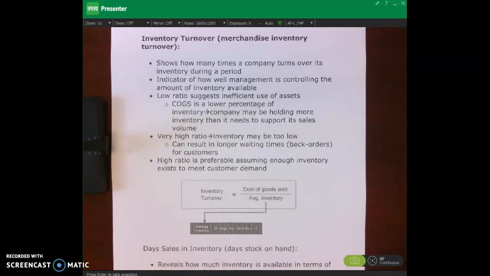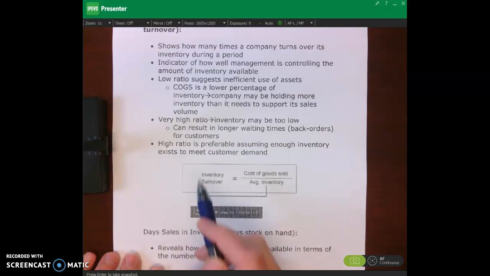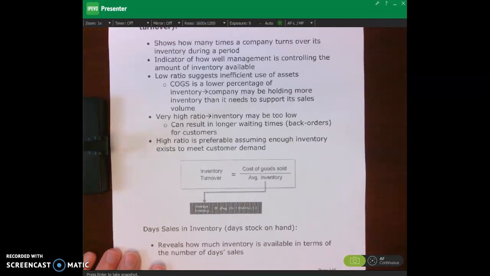Well, why is this a problem? Yeah, you're not holding a whole lot of inventory, but it may mean that your customers are saying, hey, I'd really like to buy this new Xbox. Oh, they're flying off the shelf. We don't have any more. Sorry. Well, that means you need to order some more inventory. Okay, so a high ratio is preferable, assuming we have enough inventory to meet customer demand. That's a good take-home message there.